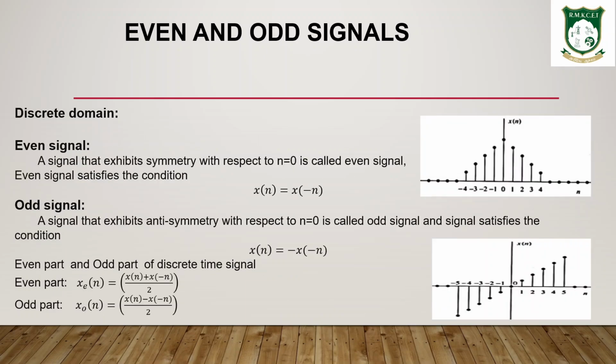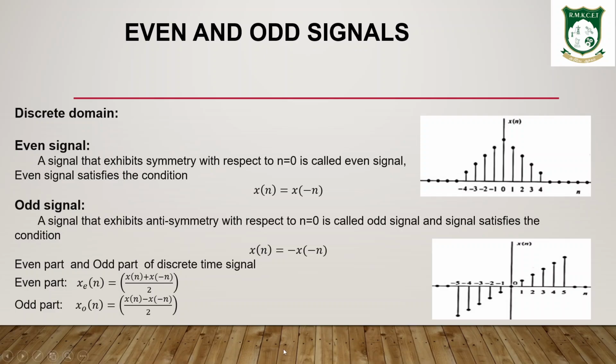Next, in DT, that is the discrete time domain, even signal is the same, but instead of t we are using n, integer values of time. That's why we have used n. This is the graphical representation. The first graph is showing an example for an even signal. The second graph is showing it is antisymmetric about the x-axis, no? That's why it is an odd signal.